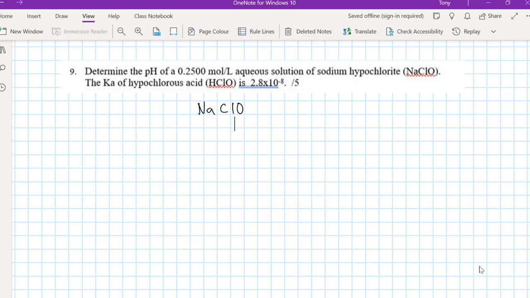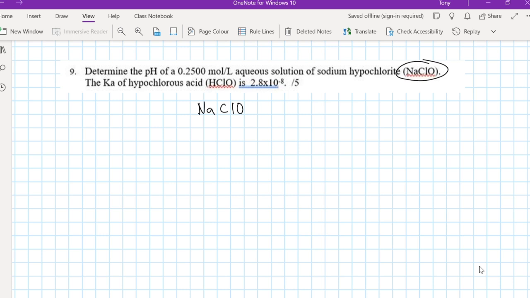Alright, let's take a look at a question that asks us to find the pH of a salt solution. The question tells us to determine the pH of a 0.2500 mole per liter aqueous solution of sodium hypochlorite. They tell you that that's NaClO, and they give you the Ka of hypochlorous acid.